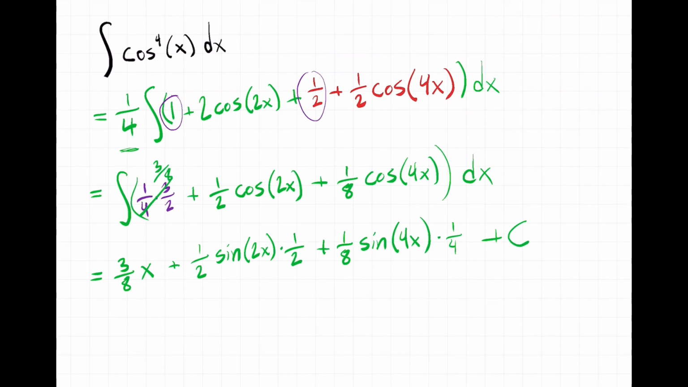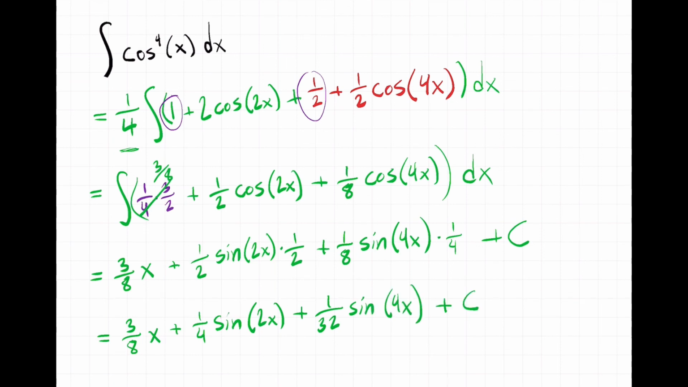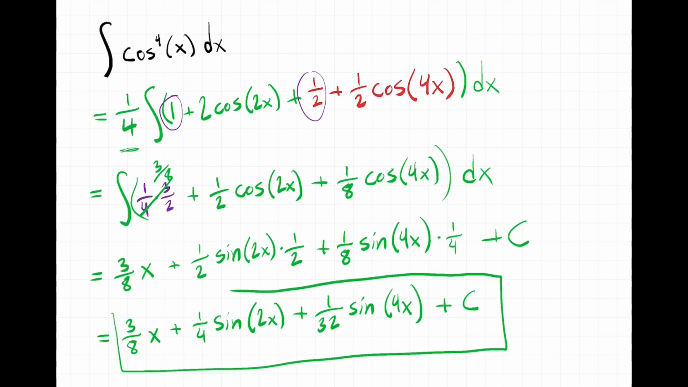We're almost done. This is technically the correct answer. I just like to simplify a little bit. Let's clean it all up. So we've got 3/8 x plus 1/2 times 1/2, that's 1/4 sine of 2x, plus 1/8 times 1/4, which is 1/32 sine of 4x, plus our constant. This is our solution.